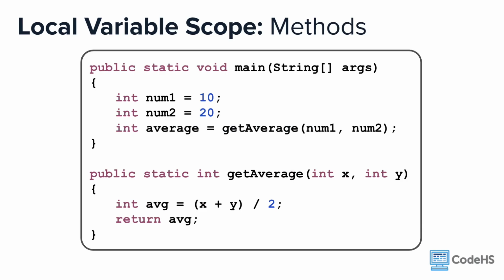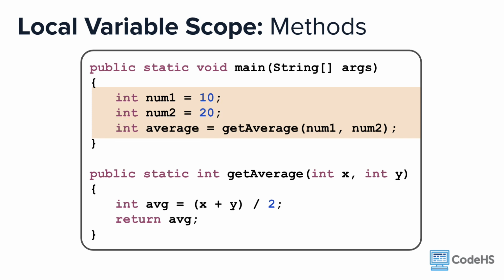This program has two methods, the main method and a getAverage method. Let's look at the first variable in the main method, num1. This variable is a local variable because it is declared in the body of a method code block. This means that its scope is the main method. Can you find the other local variables whose scope is the main method? The other local variables are num2 and average.